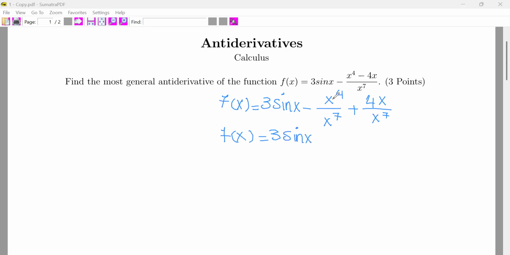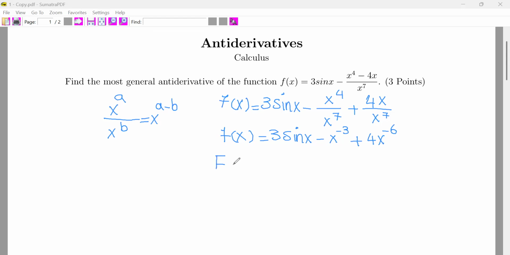Following the power rule, which says when you have the same bases, different powers, you can write one of the bases and subtract the power. So we're going to use this rule here. We're going to have -3 plus 4x to the -6.